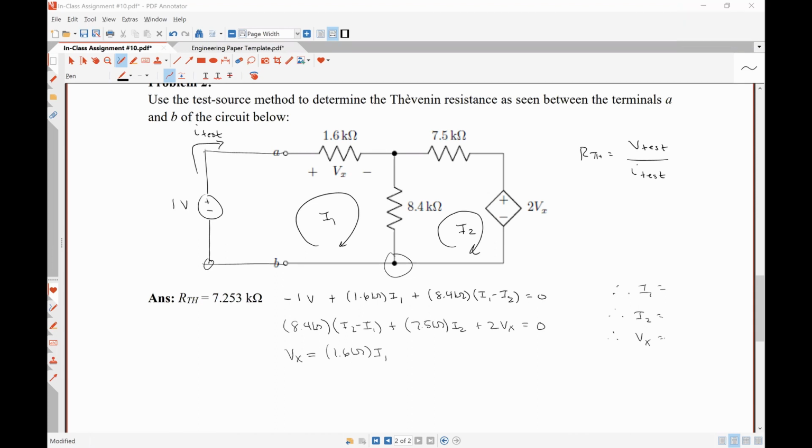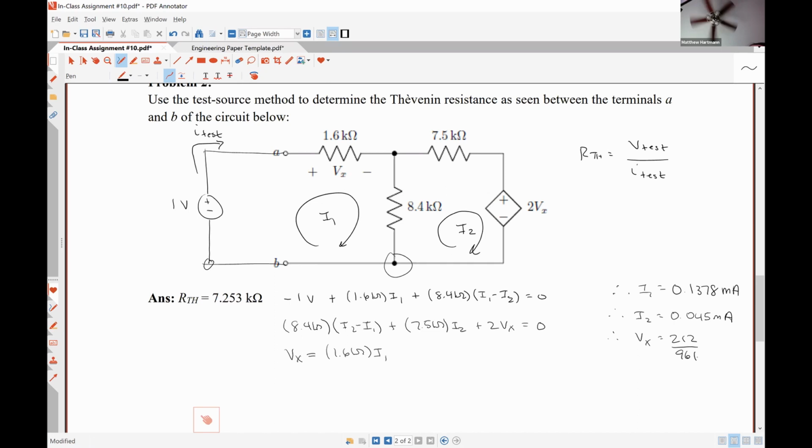All right, I think I got it. What you got? I1 is equal to 0.1378 milliamps. All right, I2 is equal to 0.045 milliamps. And then Vx is equal to 212 over 961.